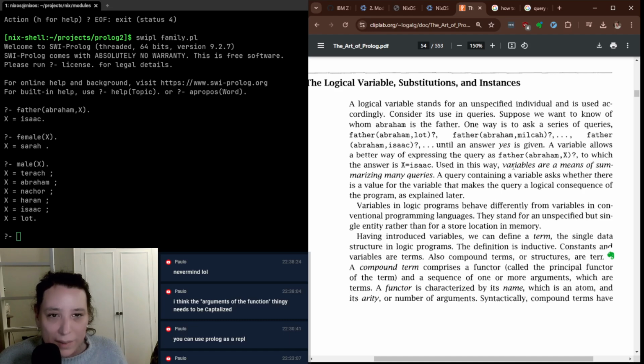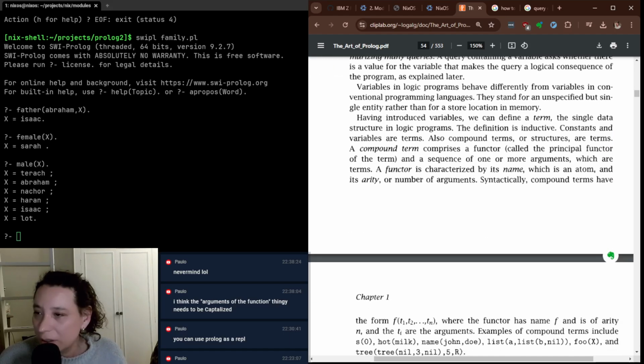Used in this way, variables are a means of summarizing many queries. A query containing a variable asks whether there is a value. Variables in logic programs behave differently from variables in conventional programming languages. They stand for an unspecified but single entity rather than for a store location in memory.